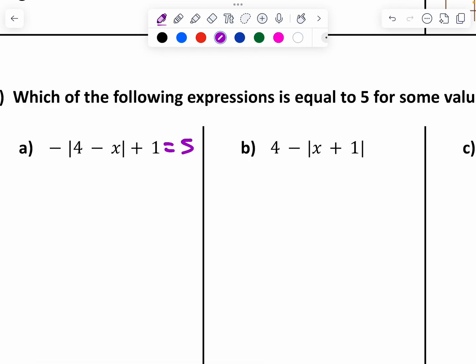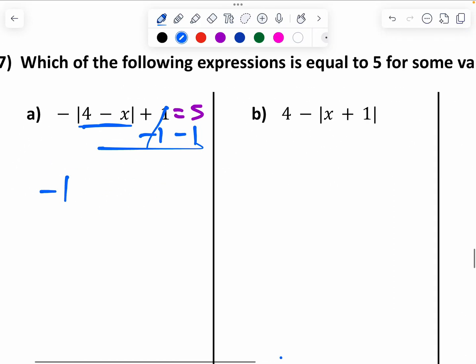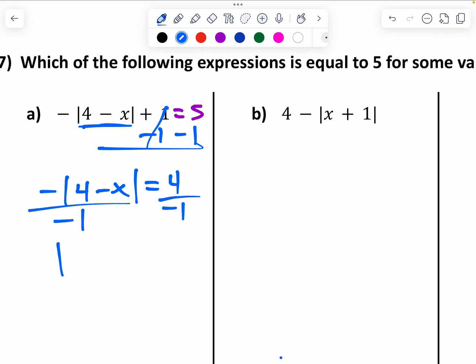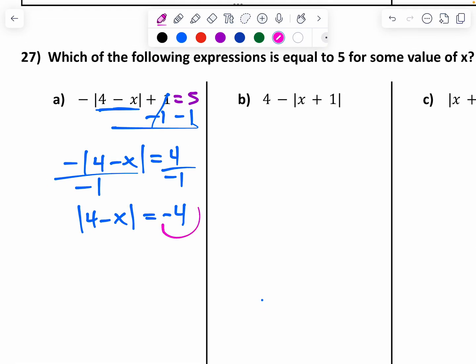So the way we've been solving in class is get this by itself by subtracting 1. That's negative absolute value equals 4. Got to get rid of this by dividing by -1, and that's absolute value equals -4. Well, what you got to understand is absolute value has to equal a positive number. So this one already is not right. So I'm not actually solving it. I'm just saying, is it going to be equal to a positive number?